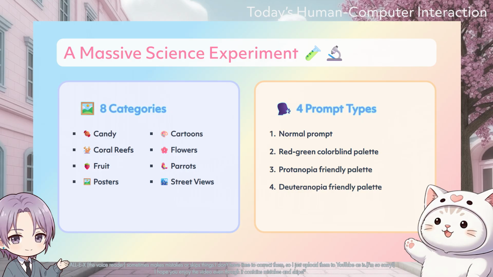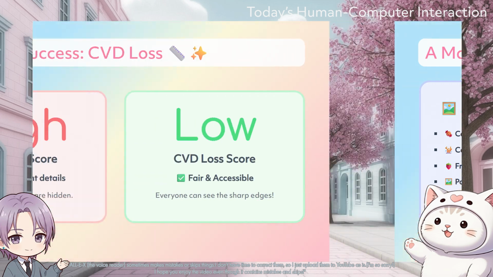They used 4 different ways of asking the artificial intelligence to make the pictures. First, they just asked normally. Second, they asked it to use a red-green colorblind palette. Third, they specifically asked for a protanopia-friendly palette. And fourth, they asked for a deuteranopia-friendly palette.